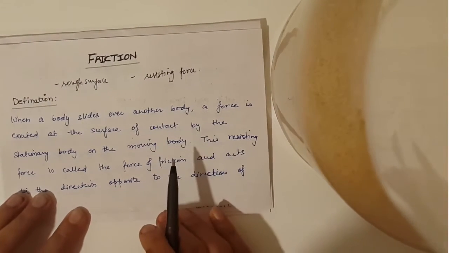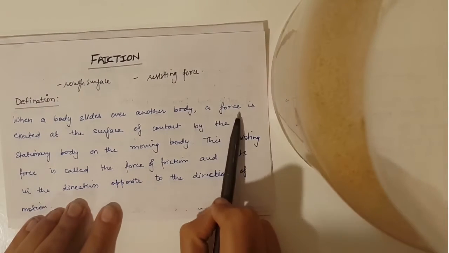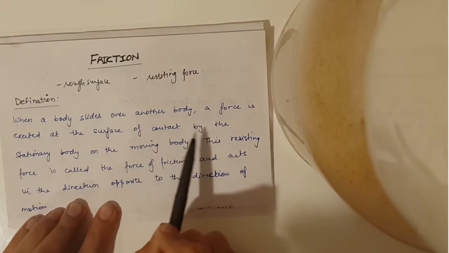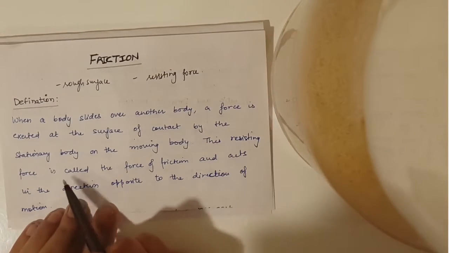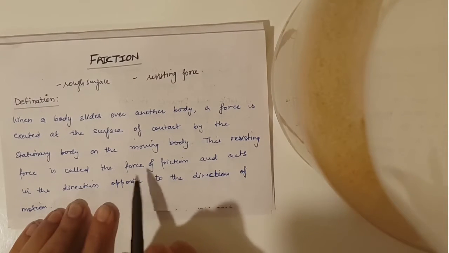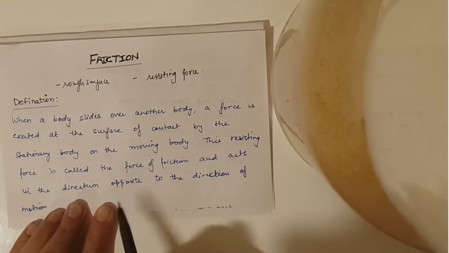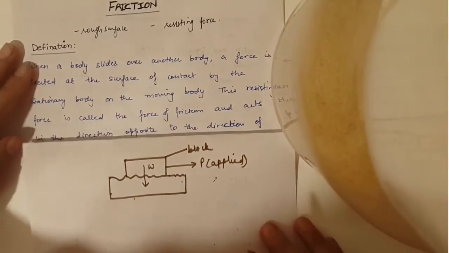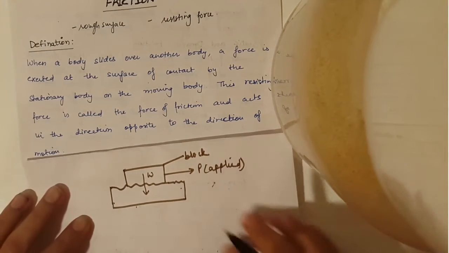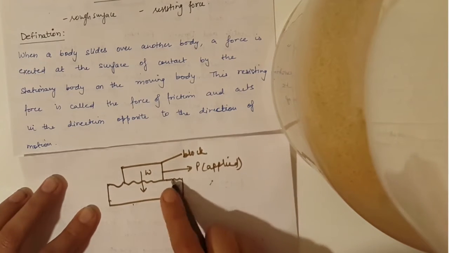Now let us see the definition of friction. When a body slides over another body, a force is exerted at the surface of contact by the stationary body on the moving body. This resisting force is called the force of friction and acts in the direction opposite to the direction of motion. Let us see a diagram to understand this. See, this is a block of weight W. This is a rough surface and this is applied force P.